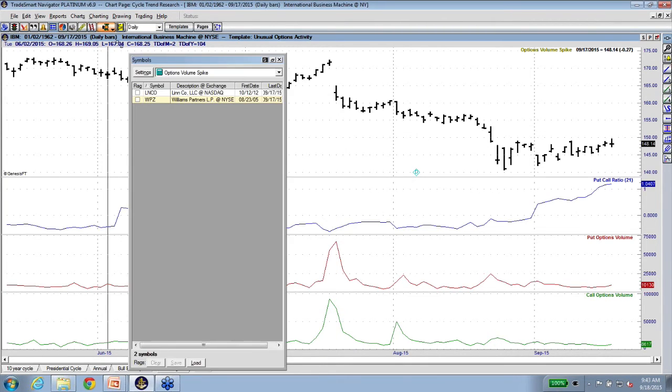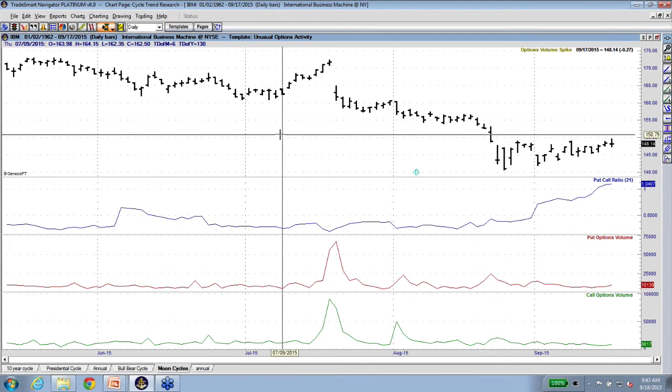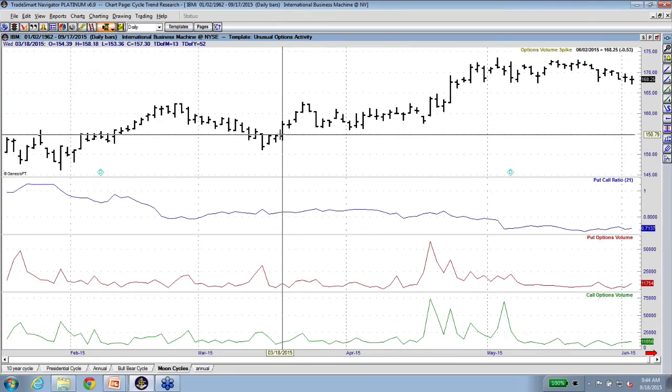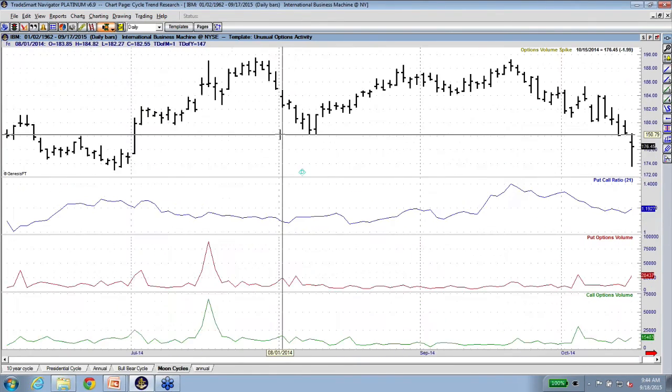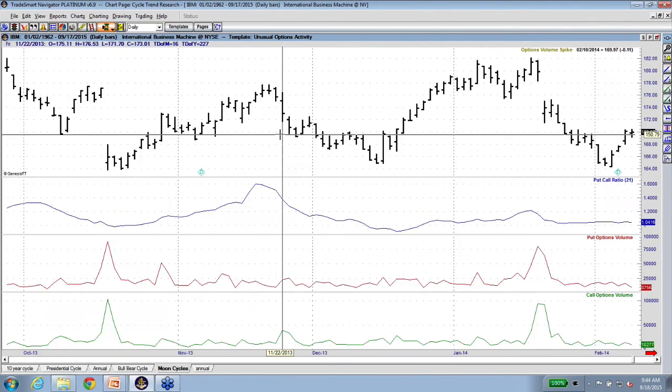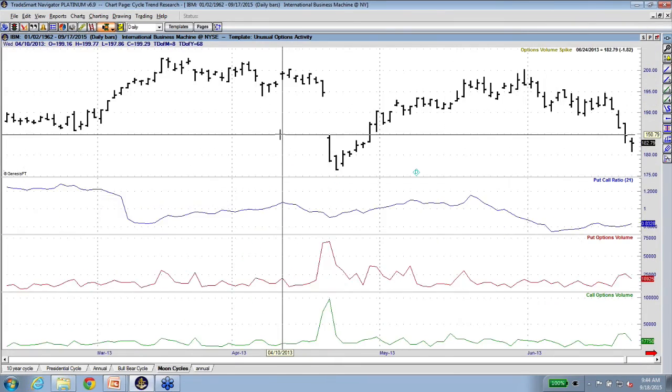And if you look at our symbol grid, these are the two that are currently flagged, LNCO and Williams Partners on the New York Stock Exchange. So they're flagged for some unusual activity currently in options going on. But if I go back in this chart to look for a time when we had a spike that was flagged, it'll show up in yellow because I made a little highlight for that.